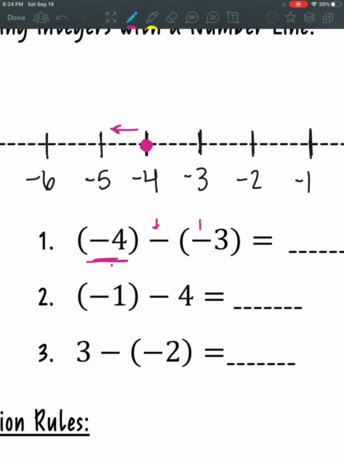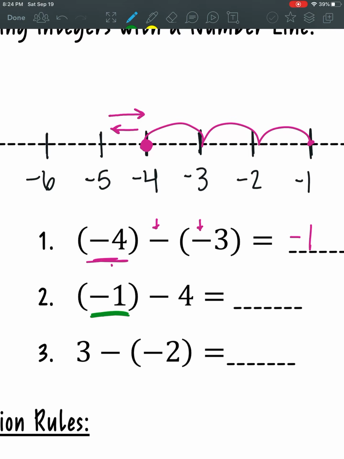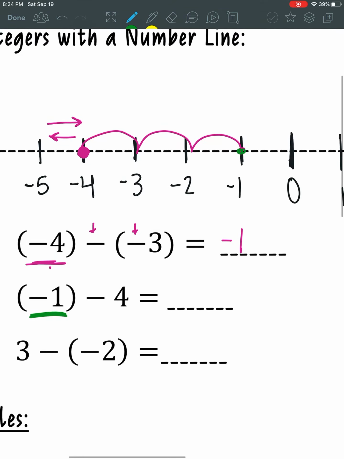Okay, now since we're subtracting, well then we should go this way. Okay, but then we're subtracting a negative. So because it's a negative, well then we have to turn around and go back towards the right. So minus a -3, we're going to go left, then right, and then we need to go 1, 2, 3. So our answer is -1.